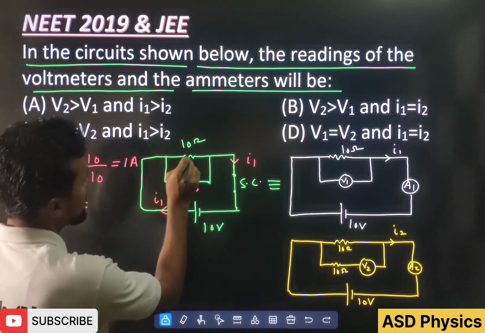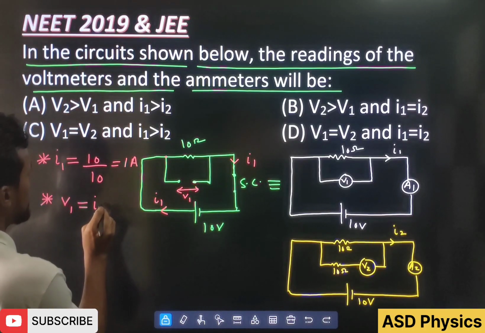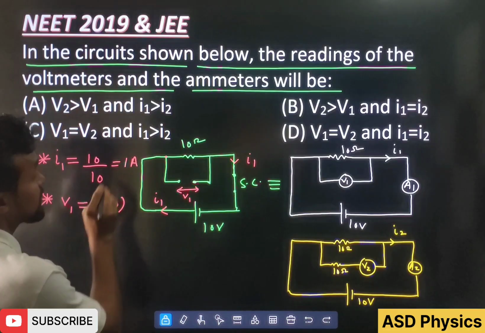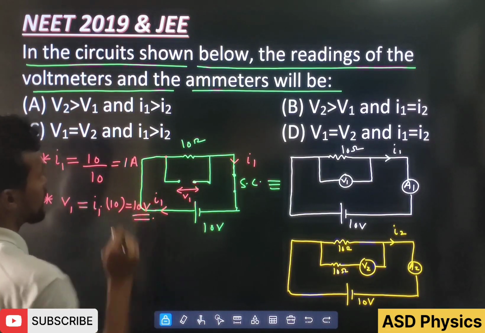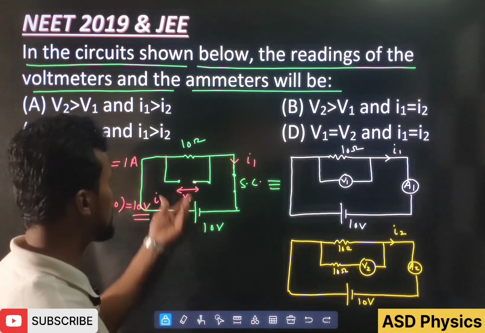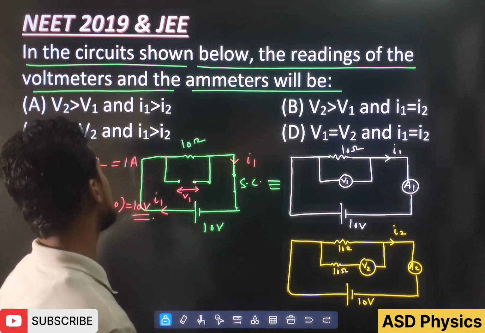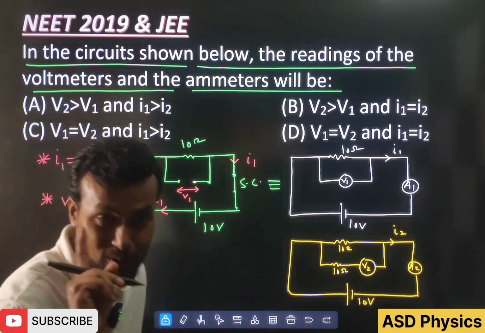Similarly, this V1 will be, current I1 going through 10, so IR, I1 into 10. I1 is 1 ampere, so 1 into 10 is 10 volt. That means this will measure 1 ampere, and this voltmeter is going to measure 10 volt. I am talking about the ideal case.